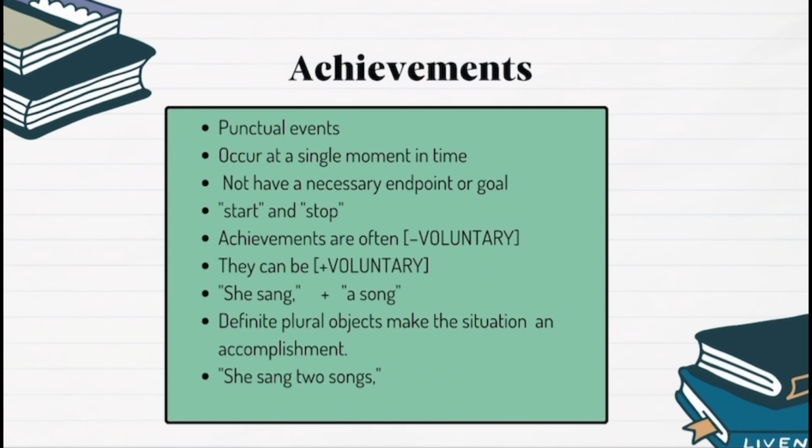Achievements are punctual events that occur at a single moment in time. They are not durative, as their completion occurs as soon as they begin. Achievements are non-telic, meaning they do not have a necessary endpoint or goal. The progressive aspect cannot be used with achievements, and the verbs start and stop cannot be used with achievements as they themselves are achievements. Achievements are often negative voluntary, though they can be positive voluntary.